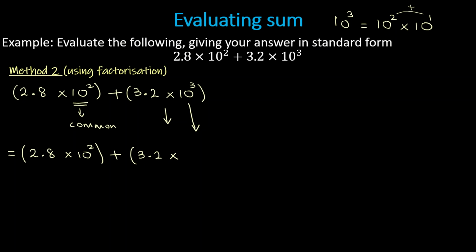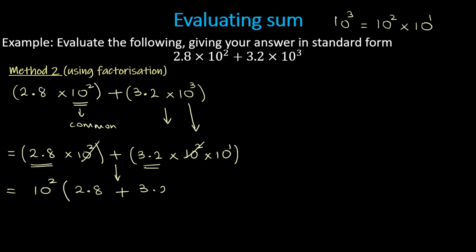Right? So this is a little trick here that you have to adopt. 10 to the power of 3, we write it as 10 to the power of 2 times 10 to the power of 1. You will see its advantage now. Here we can clearly see the common factor, which is 10 to the power of 2. In both numbers we have 10 to the power of 2. So we take out 10 to the power of 2 outside. So we are left with 2.8 plus 3.2 times 10 to the power of 1.